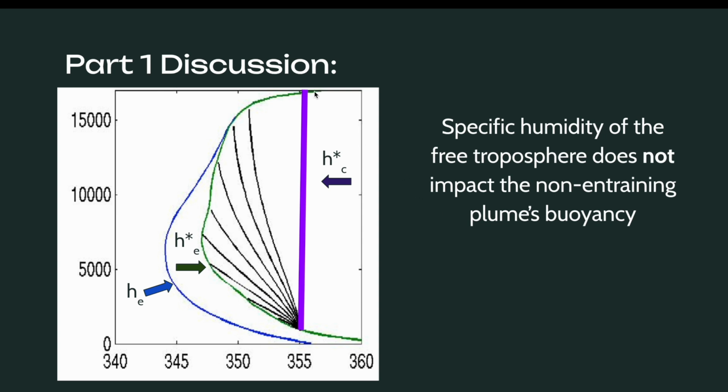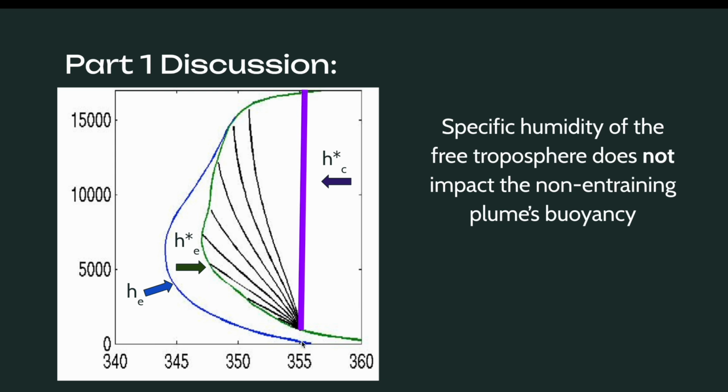We're still looking at part 1, the non-entraining plume, but now in terms of a figure, where on the x-axis we have moist static energy and here we have the height. The blue line is the regular MSE of the environment, the green line is the saturated MSE of the environment, and this purple line is the saturated MSE of our plume without entrainment. We can see that under non-entraining, once our parcel hits the level of free convection, its MSE is going to remain constant through the full column.